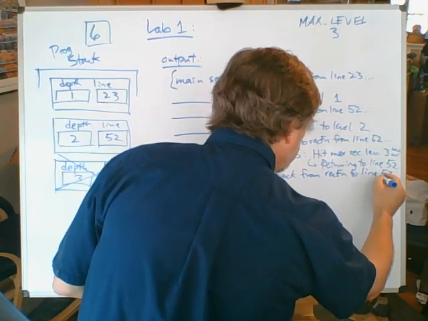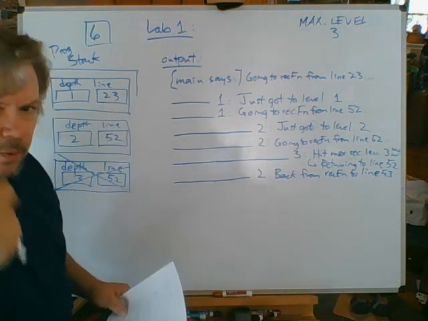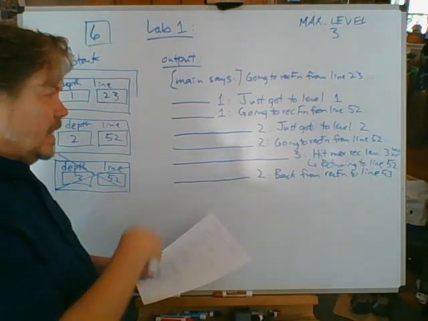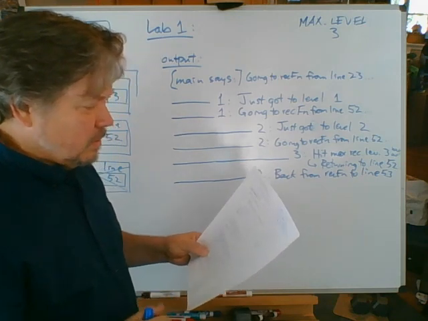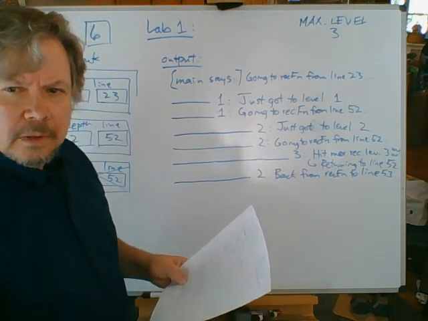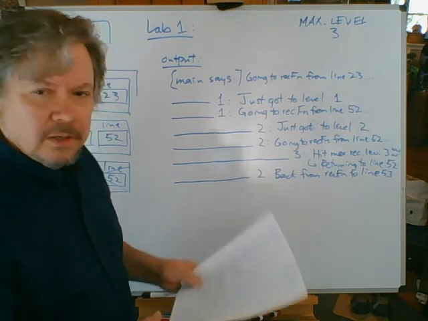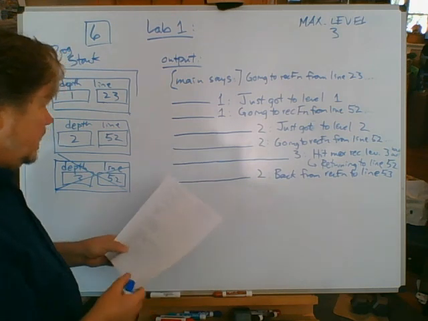It's trying so hard, bless its little heart, to show you exactly where it is in the lineup, how deep it is in the recursive calls, which line it is in the program. Other than that, this program is totally artificial. I mean, its only reason for existence, feeble as it may be, is to illustrate what happens when a recursive function operates.